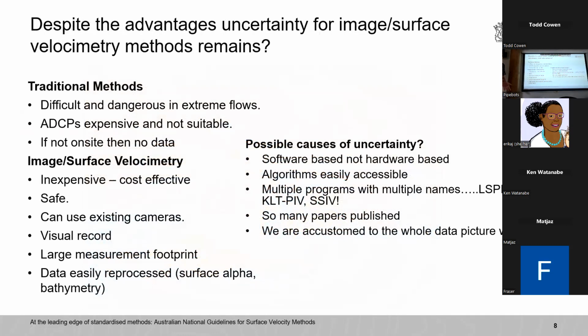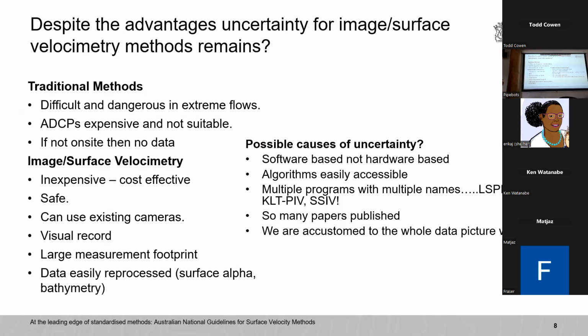Despite the advantages, we still find there's uncertainty for image velocimetry methods, surface velocity methods, compared to traditional methods. We've gone through a little bit about the advantages that imagery surface velocimetry methods can give you in regards to cost and use, but there still seems to be uncertainty in certain areas. In Australia, we've adopted them fully. We're happy working with the methods, and the same as in Japan, New Zealand and France, who have probably been using imagery techniques longer than any of us.